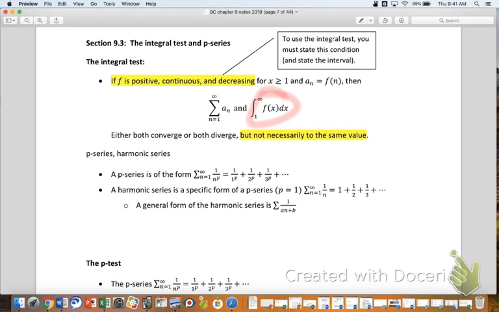One's going to follow the other. We're always going to be finding the integral first, so we could say that the series behavior will follow the integral's behavior. Does that make sense? All right. A couple more things I want to mention before we dive into some examples.